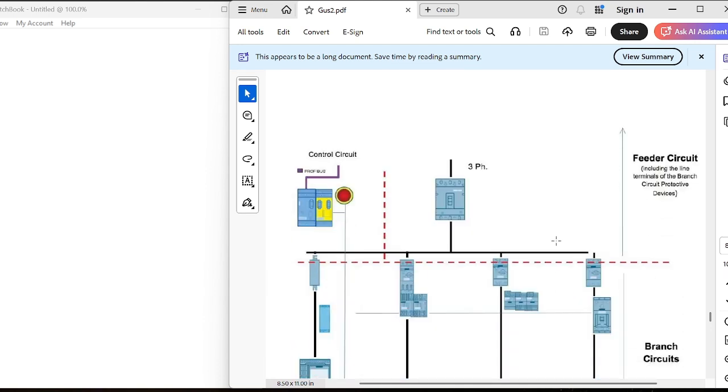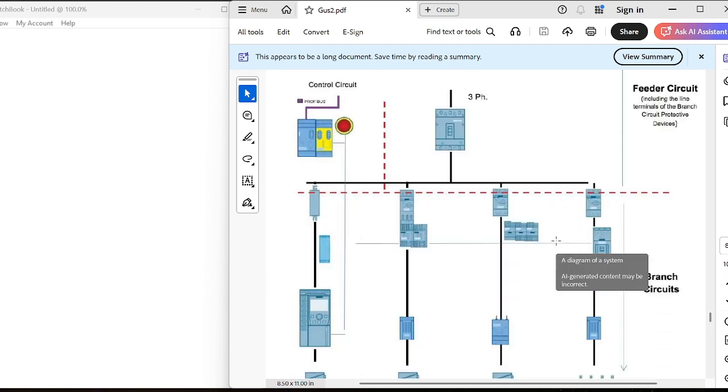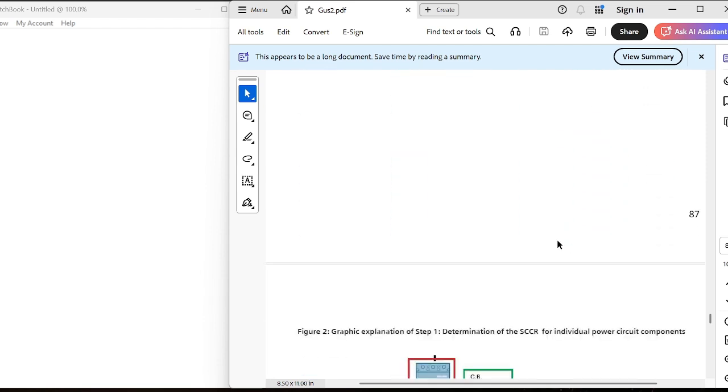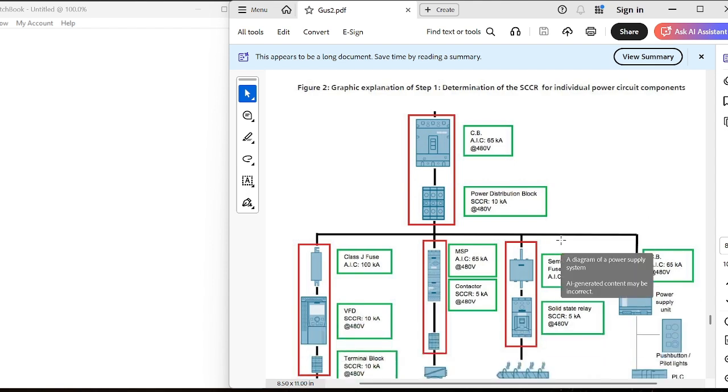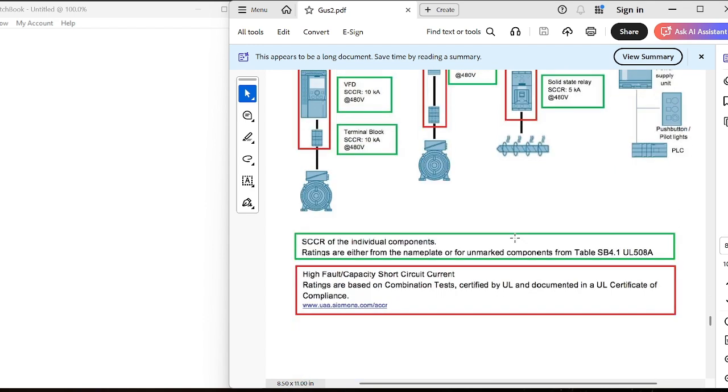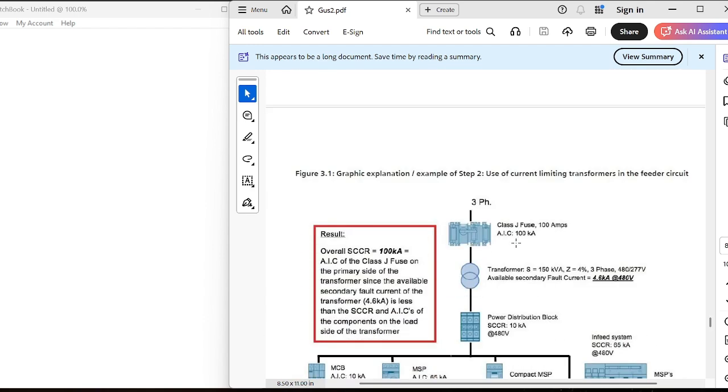And this is another example of getting the short circuit current rating, SCCR. Okay, so this is another example of what you did with those 4 videos that you evaluated, and this one does not turn out so well.